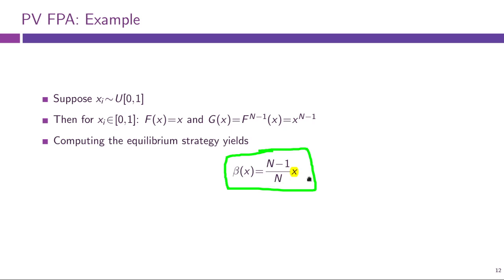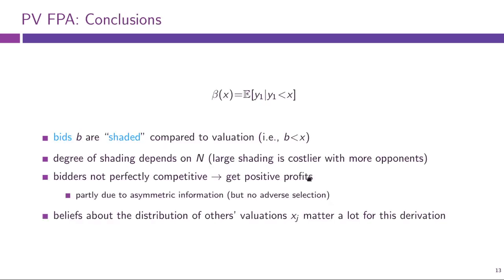And this is probably the main takeaway that we can make from the first price auction. Bids are shaded compared to valuation because traders want to have some profit, and the degree of shading does depend on the number of players, on the number of bidders. Now in our setting, once again, the point was that bidders are not perfectly competitive, that there's only a finite number of them, and so they get positive profits.